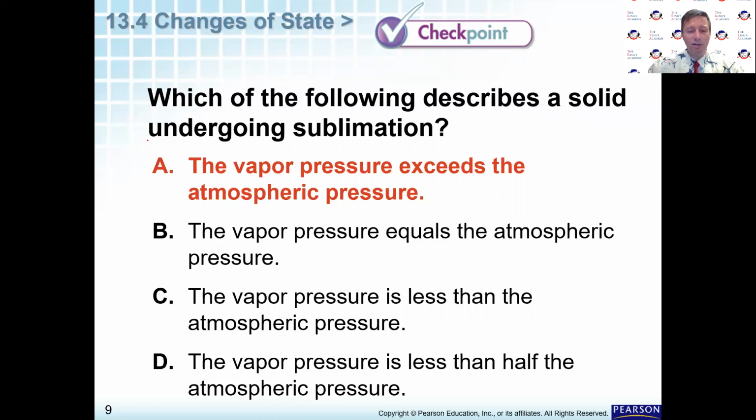Remember, you have a substance in the solid state whose vapor pressure exceeds the atmospheric pressure around it. So it will not go from solid to liquid to gas, as we're familiar with. It goes from solid directly to the gaseous state, and then from the gaseous state back to the solid state. It sublimes when it goes from solid to gas, and it's deposition when it goes from gas back to solid.